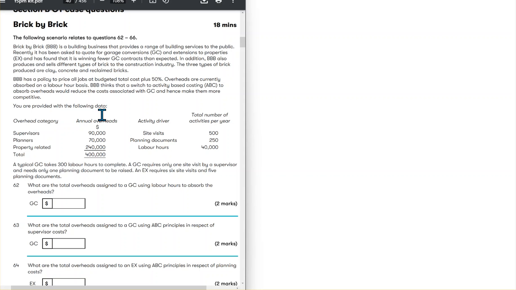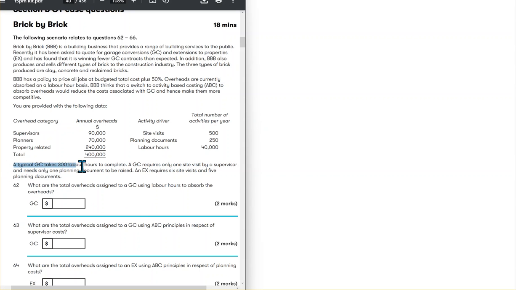You are provided with the following data: overhead category, annual overheads, and then activity drivers. What you could also do, if I'm going a little bit faster, you could pause the video, read the question in detail and understand it, and then continue.